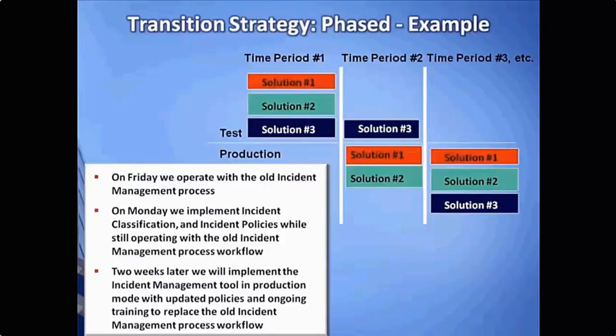So here's an example of use of the phase transition strategy. On Friday, we operate with the old incident management process. On Monday, we're going to implement only incident classification and incident policies, even though we're still operating with the old incident management process and tools. Two weeks later, we will implement the new incident management tool in a production mode with updated policies and ongoing training to replace the old incident management process workflow. So here we've drawn out our incident management deployment by implementing it in pieces and parts.